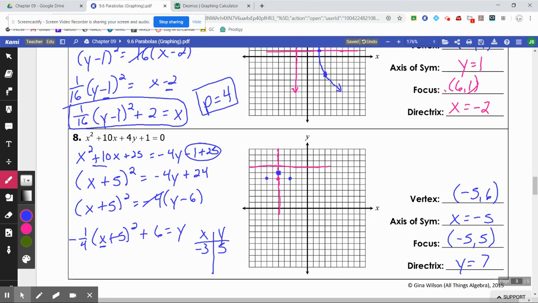Let's plug in some more values. I know that I can take a fourth of 16, so if this was 4, that'd be pretty easy. So let's plug in a negative 1. Negative 1 plus 5 is 4. 4 squared is 16. Negative 1/4 times 16 is negative 4, and negative 4 plus 6 is 2. When I plug in a negative 1, I get a 2. Using your axis of symmetry, 1, 2, 3, 4, 1, 2, 3, 4, gives me a dot right there as well. So therefore, there is my parabola.